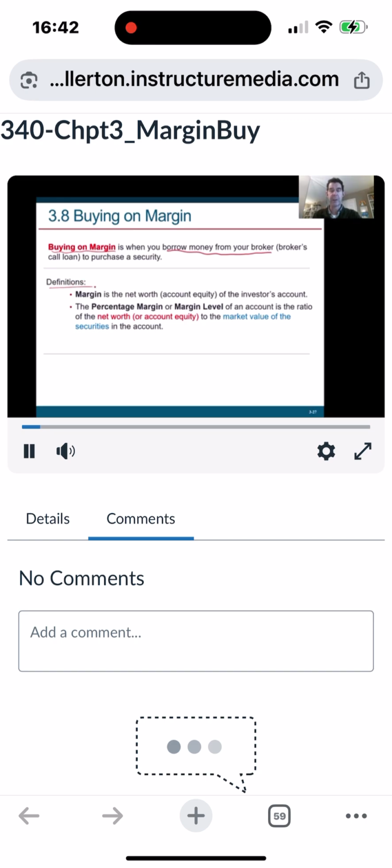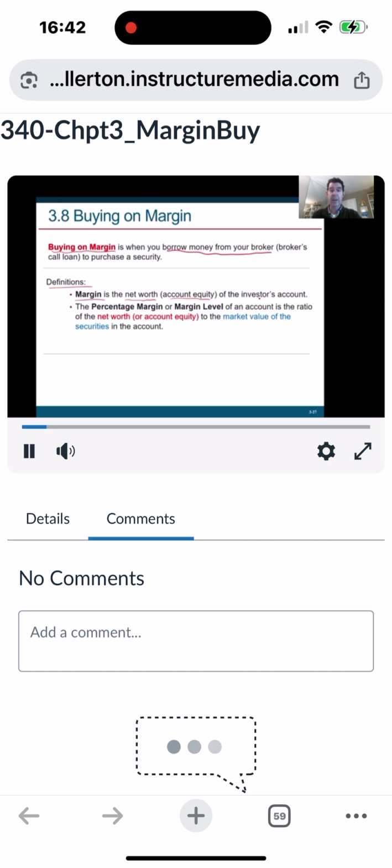Here are some definitions that we're going to run into. The first is the so-called margin, or account margin, which you can think of as the net worth or account equity of the investor's account. If I'm the one who has the account at Schwab, then I'm the investor. So account margin is basically the net worth of my account. How much is it worth?